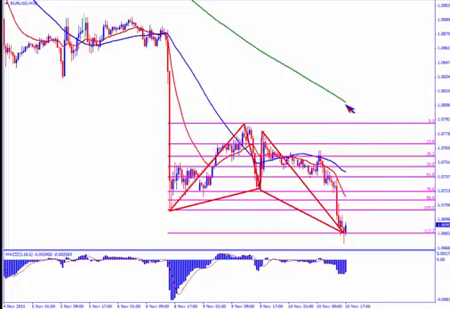So you want to basically not be so bullish on this. What you want to do is see this turn up. You want to see that higher low. And you want to see this turn up again.